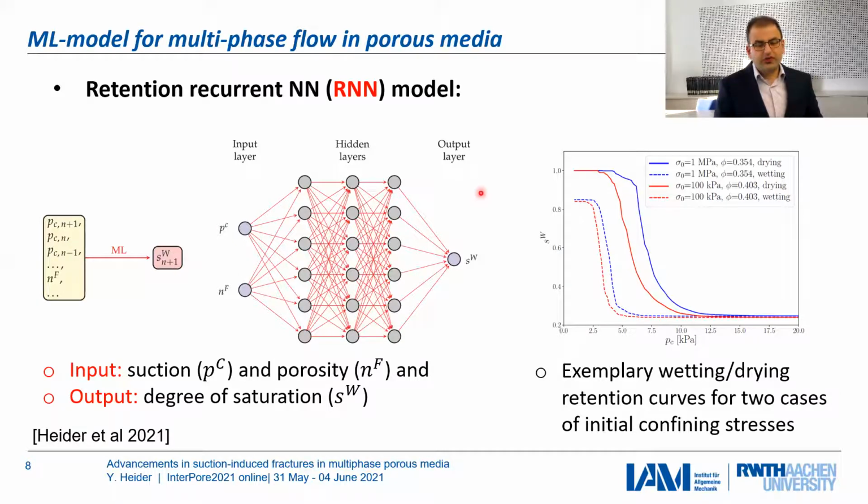This is roughly how the structure of the neural network looks like. So we have an input layer and an output layer, which includes our desired output, and some hidden layers. And this is an example of how the retention curve looks like for different degrees of compression. So here the compression, or the compaction, is reflected through the porosity.